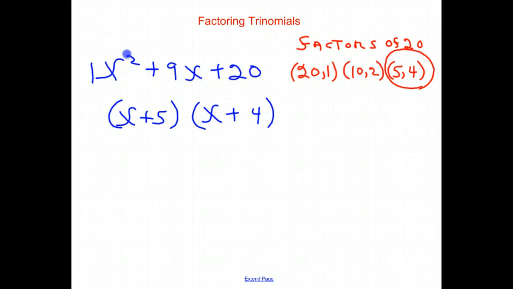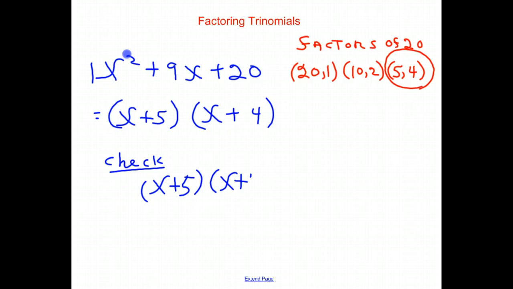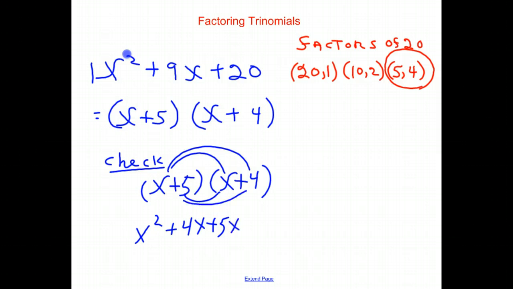X plus 5 times x plus 4 should be equal to x squared plus 9x plus 20. Once again, we could check. And using FOIL, x times x is x squared. X times 4 is 4x. 5 times x is 5x. And 5 times 4 is 20.